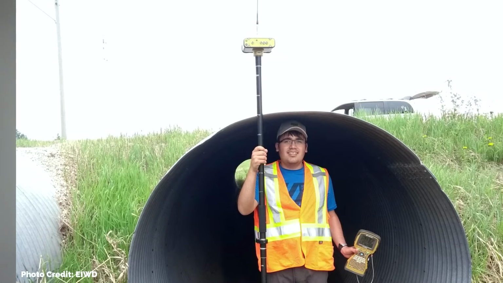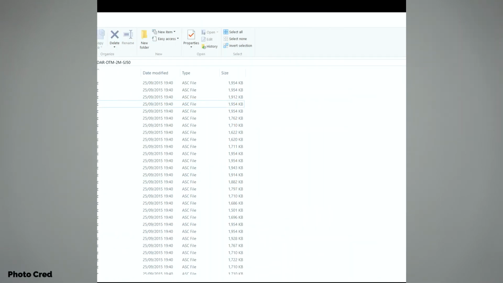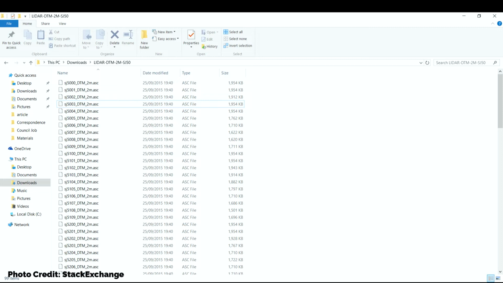The LiDAR data sets and files that you would expect to find and work with could look like this. This may look confusing at first, but we will learn how to use this information.